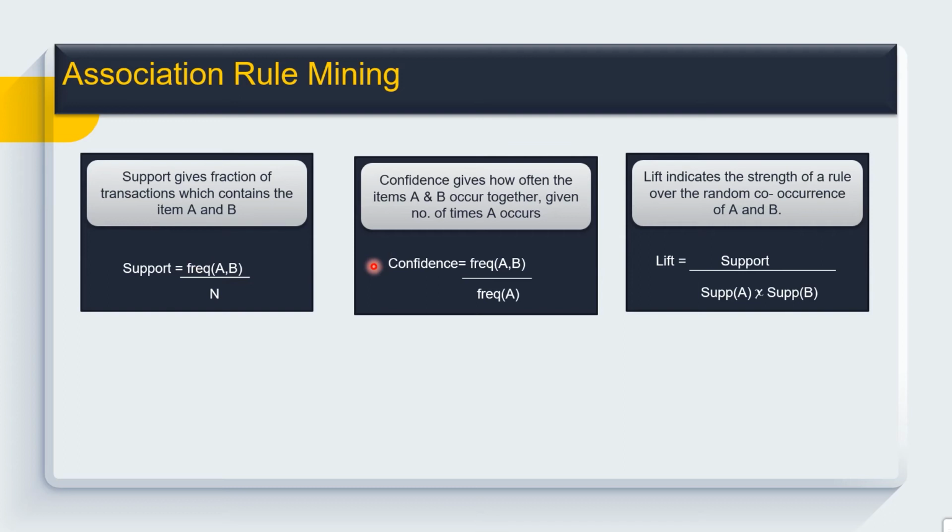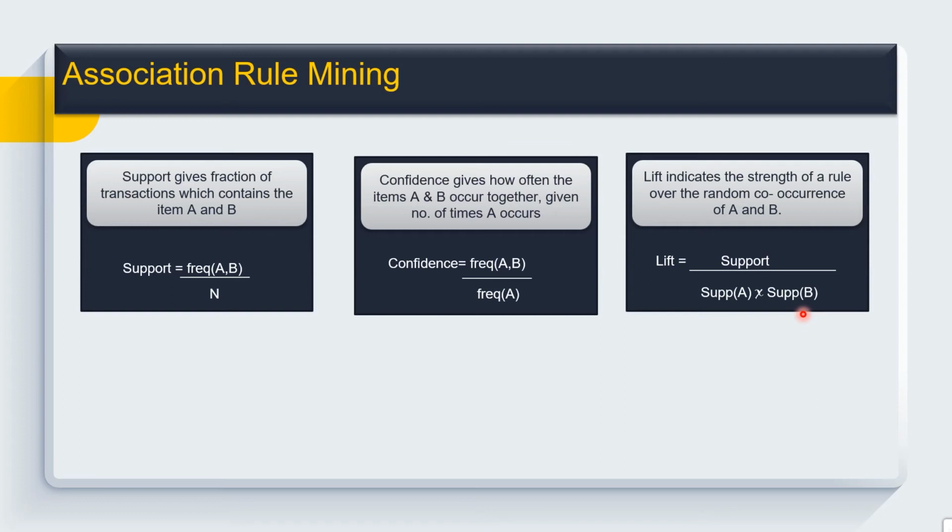If you have a close look at the denominator of the lift formula here, we have support A into support B, and a major thing which can be noted from this is that the supports of A and B are independent here. So if the denominator value of the lift is more, it means that the items are independently selling more, not together. So that in turn will decrease the value of lift.